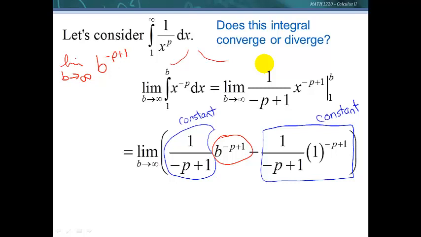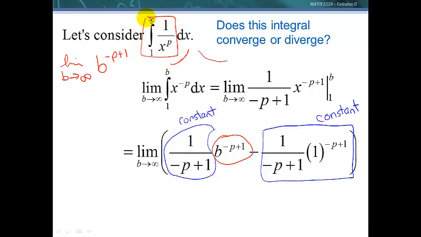Well, so for a p-value that is less than 1, this sum will be positive and this will diverge. It will continue growing. If the p-value is greater than 1, then this negative term is larger and we'll have b to a negative value. And then as b gets larger and larger and larger, this will go to 0. So it will converge.